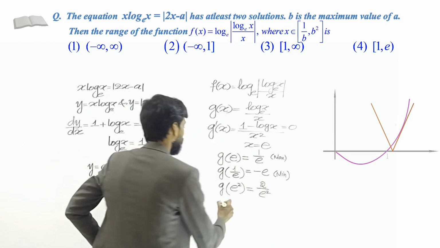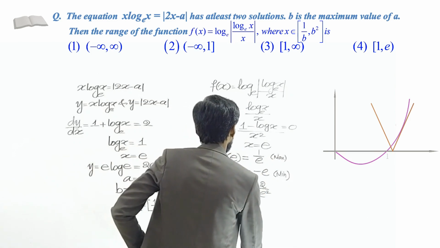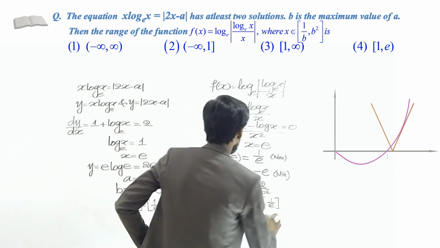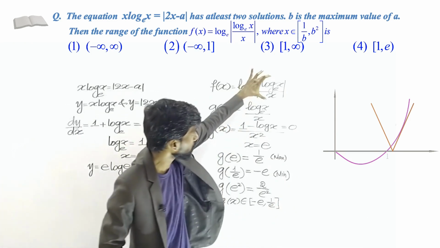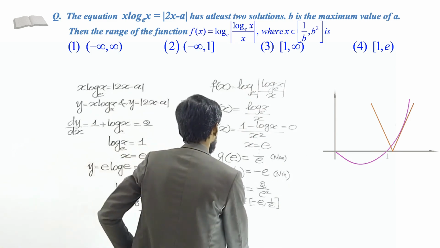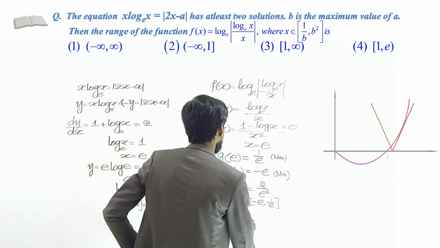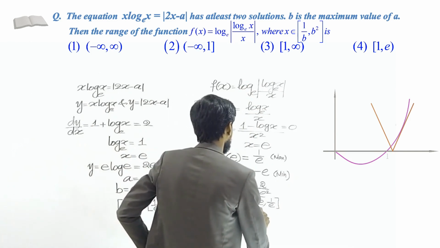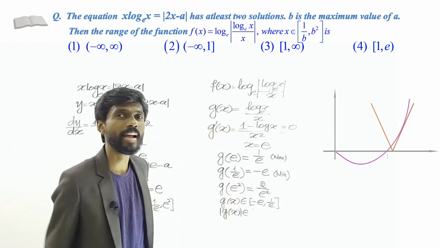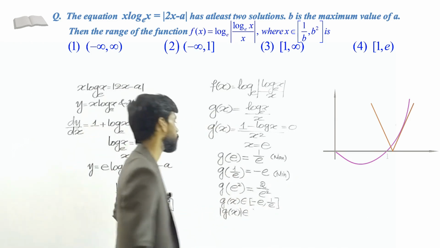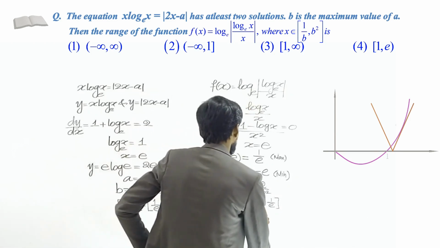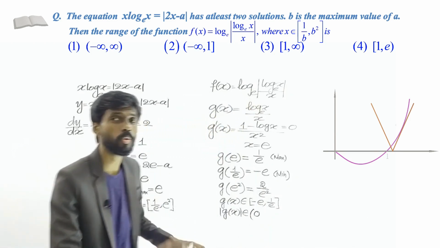So that means the range of g of x, g of x belongs to the interval minus e to 1 by e. So that is the range of g of x, that is, the range of log x divided by x. But we want the modulus of that. So modulus of g of x belongs to what interval? See, this is from minus e to 1 by e. The modulus of that has to be positive only. So the minimum has to be 0, but it cannot be 0 also because we are finding log. So open interval 0 to what is the maximum value?